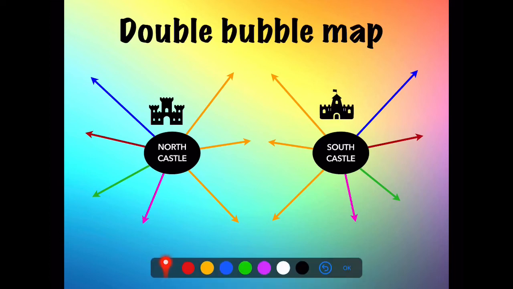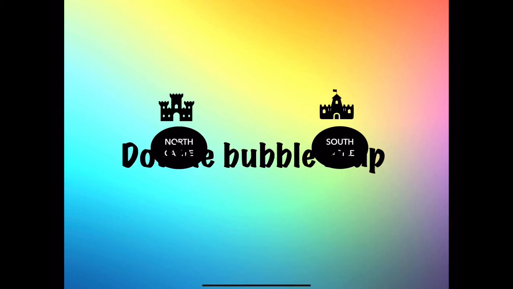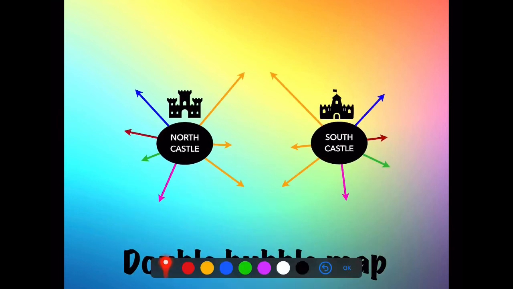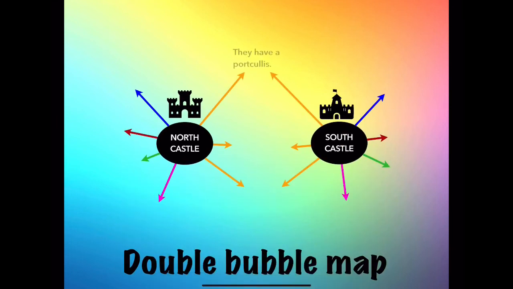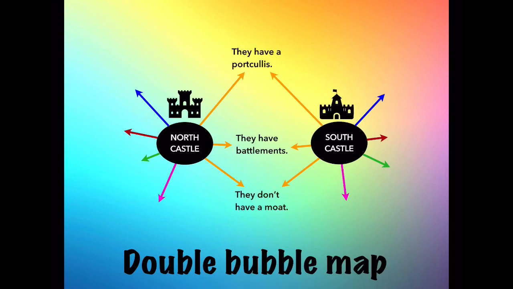Let's continue. Let's fill in the information of the double bubble map. Let's start with what they have in common. So both have a portcullis, so we have that in common. Both have battlements, they have battlements, and none of them have a moat. They don't have a moat.